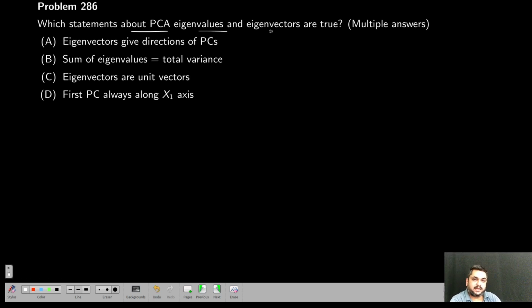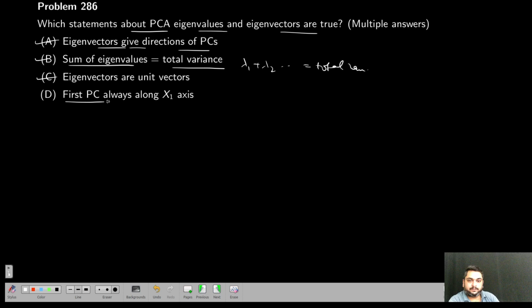Which statements about PCA eigenvalues and eigenvectors are true? Eigenvectors give the directions of components. That is true. Sum of the eigenvalues equals total variance. Yes, lambda 1 plus lambda 2 and so on gives the total variance. So always true. Eigenvectors are unit vectors. This is true. First principal component always along the x1 axis? See, this may not always be true. Each eigenvector you get may be of a different direction. So you cannot always say it is the first axis.